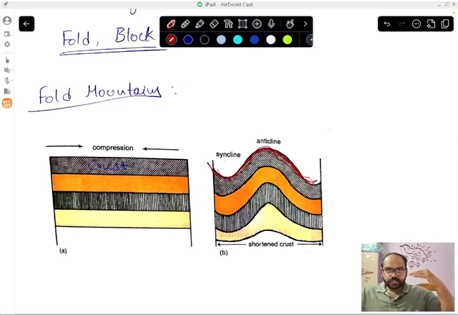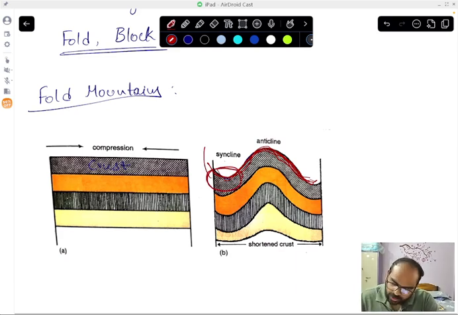Due to compression, the crust got bent and formed a series of folds. In this series of folds, the downward fold is called a syncline and the upward fold is called an anticline. Due to compressional forces, that is due to converging forces, the crustal part got bent or folded. And due to folding, a wave-like series of structures appears. For that, the downward fold is called a syncline and the upward fold is called an anticline.